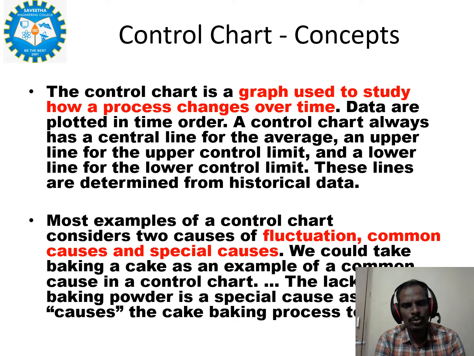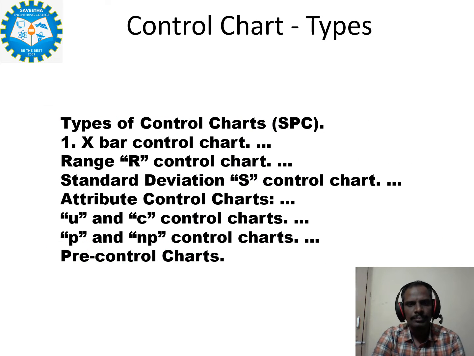Okay, so the plotted values may increase or decrease. If they increase beyond the upper control limit, they are not meeting the specification, or if they fall below the lower limit, they are also not meeting the required specifications. Most examples of control charts are considered to show fluctuations, common causes, and special causes. Problems may sometimes arise in the process, and based on the variations, the values may increase or decrease.